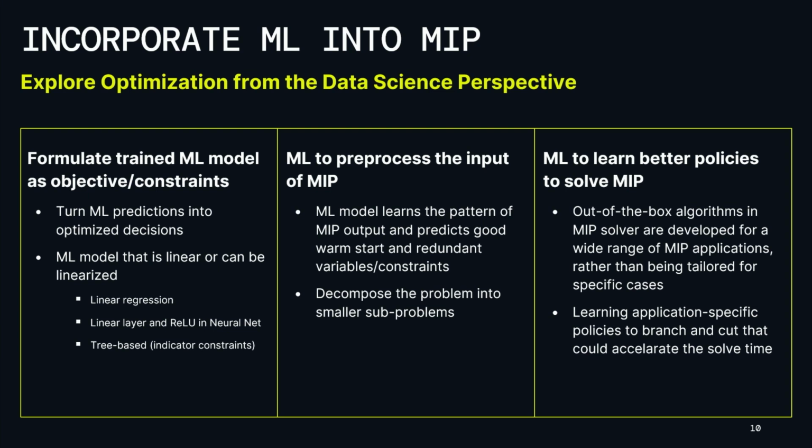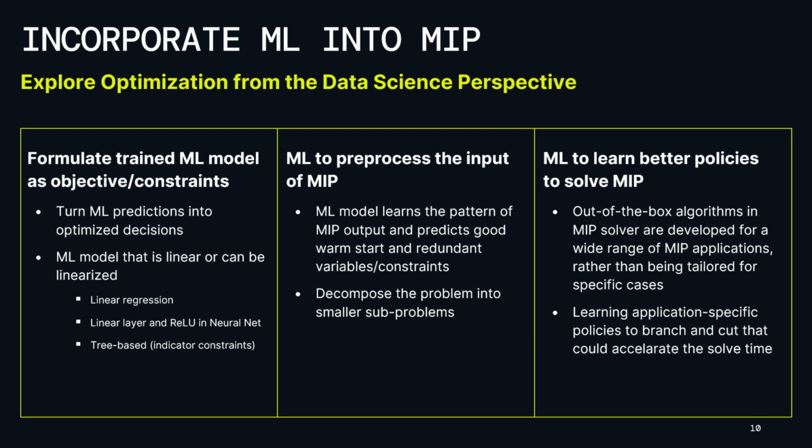The second way we can tie them together is to use machine learning to pre-process the input, like we did for our problem. We use machine learning to further reduce our input size and reduce the model size to make it faster. And the last one is the most interesting to me.